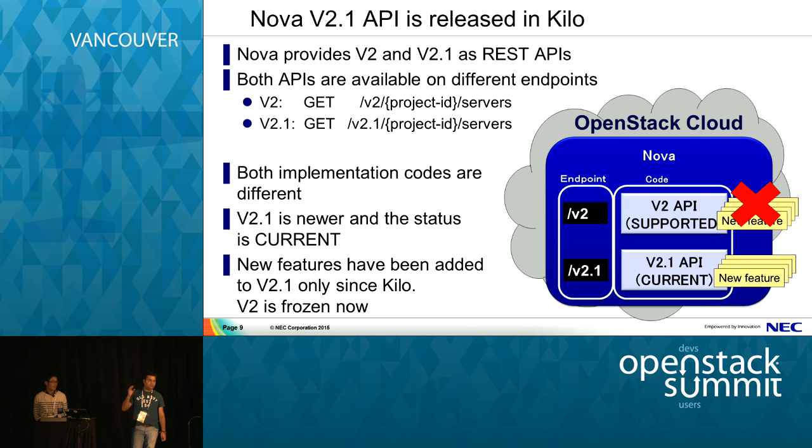In v2, new features are frozen. So if you want to add any new feature, or make any changes in the API's interfaces in request or response, you have to do it in the v2.1 APIs through microversions, which we'll talk about later.